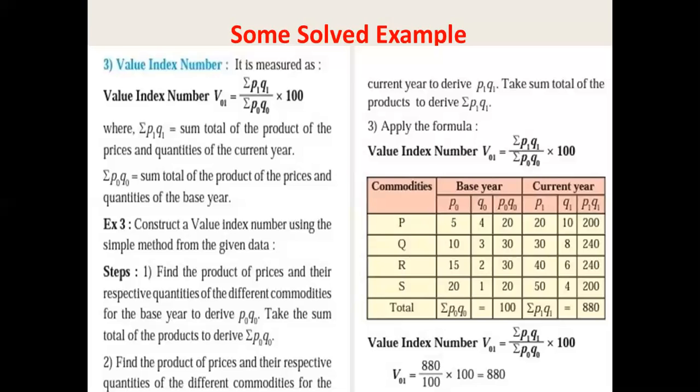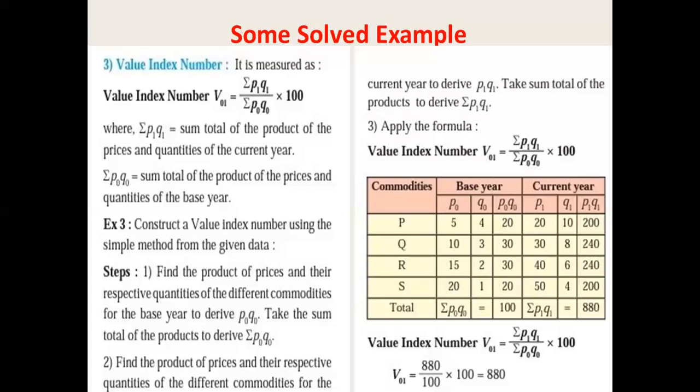So we have calculated the summation of P0 Q0, meaning the base year's price and base year's quantity. What does the summation of P0 Q0 mean? The sum total of the base year's price multiplied by the base year's quantity is equal to 100. How did we get that 100? See the P0 Q0 column on the shared screen: 20 plus 30 plus 30 plus 20 is equal to 100. So that is called the summation of P0 Q0.